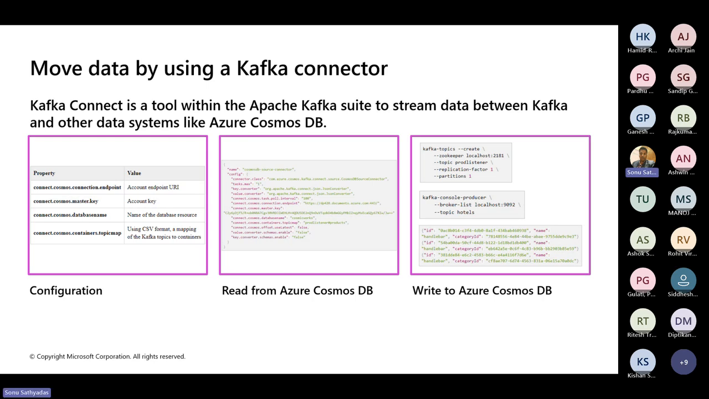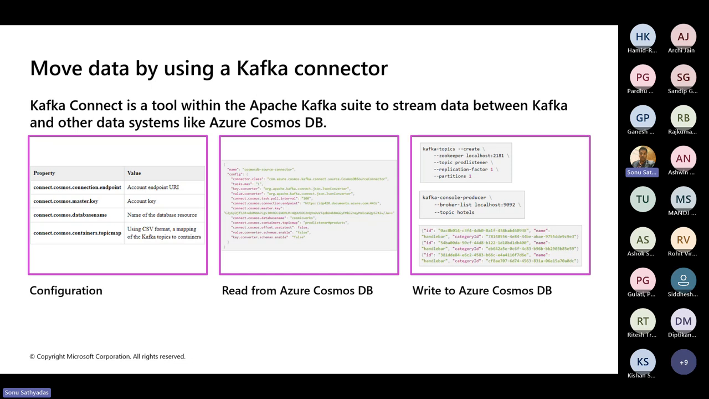Then you can read the data from Cosmos DB. What are the different parameters that you want to read? You can specify the Cosmos DB read operation parameters: what is the connection endpoint, and what is the model class that you are using. All these parameters you can specify to enable the read operation.